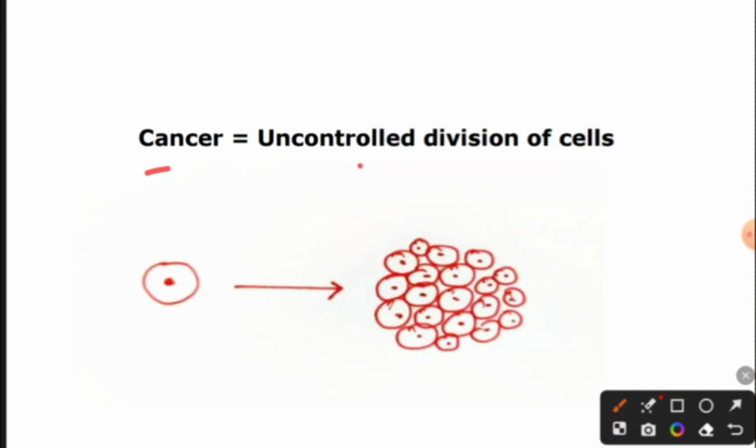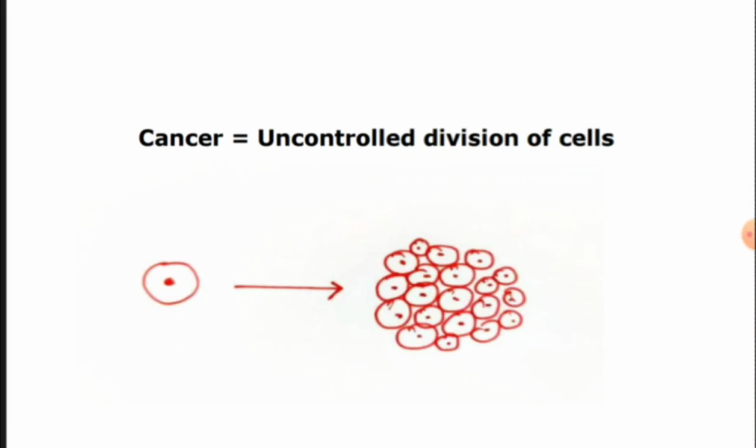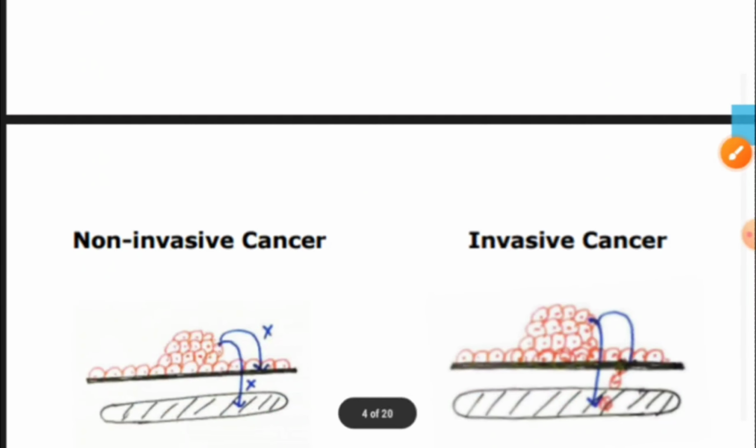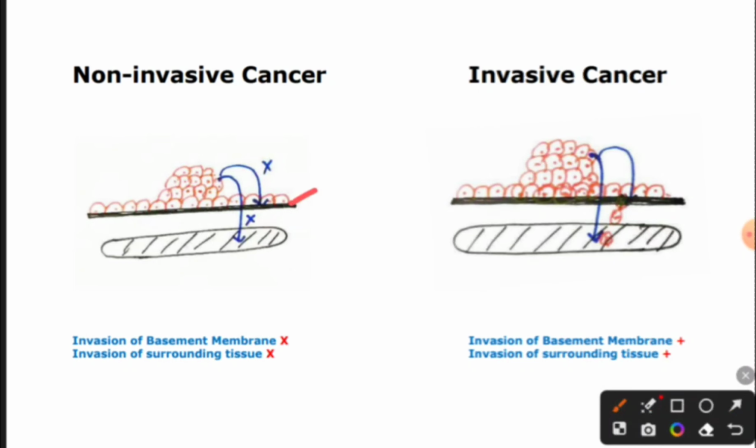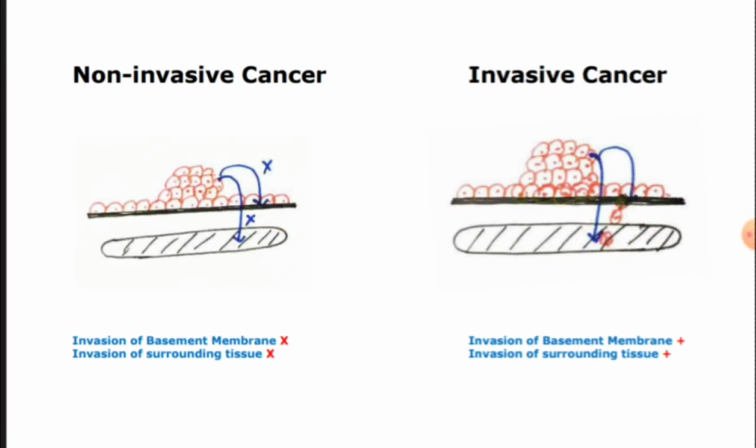Cancer is simply defined as uncontrolled division of cells. When a cell develops neoplastic or cancerous features, it starts dividing in an uncontrolled fashion. Now, when these rapidly dividing cancerous cells remain confined by the basement membrane, that is, when these cancerous cells do not invade the basement membrane or the surrounding structure, then it is called a non-invasive cancer. On the other hand, when these rapidly dividing cancerous cells invade the basement membrane or the surrounding structure, then it is called an invasive cancer.